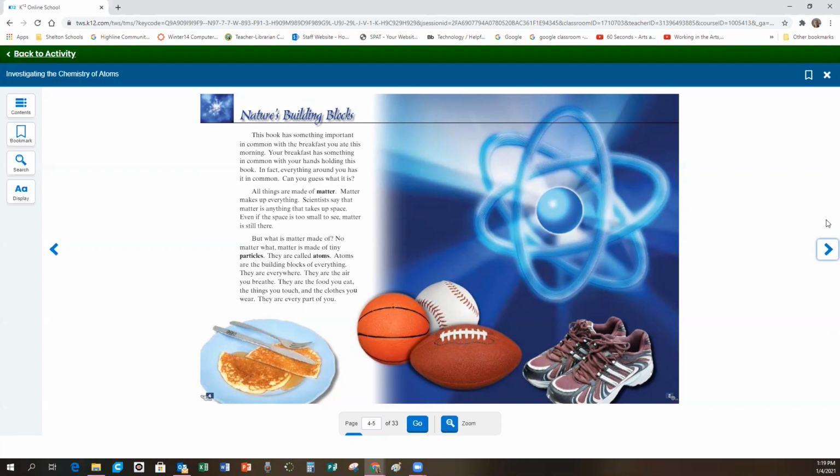No matter what, matter is made of tiny particles. They are called atoms. Atoms are the building blocks of everything. They are everywhere. They are the air you breathe. They are the food you eat, the things you touch, and the clothes you wear. They are every part of you.